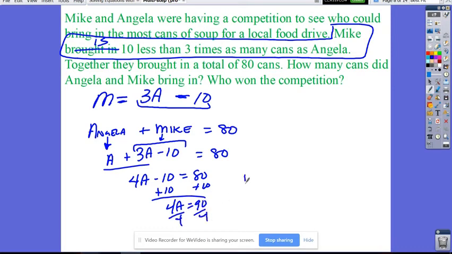Divide by 4, divide by 4. A is equal to, not a nice answer, 22.5. That doesn't really make sense in terms of the context of the question. So perhaps we need more information.